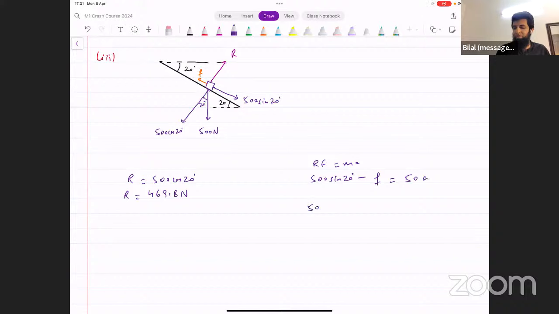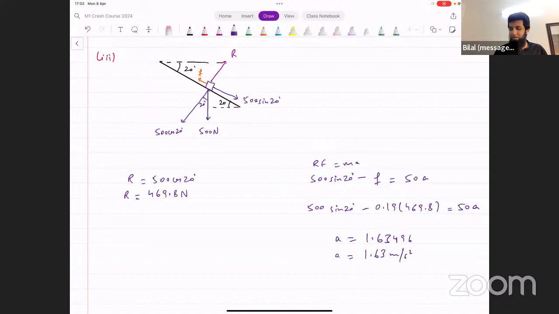What's the friction? When the object is moving, friction is supposed to be at its maximum value. That means mu R. Mu was 0.19 into R, that's 469.8. That equals 50 times A. And that is going to give you the value of A. You can see what that turns out to be. 500 into sine of 20 minus 0.19 into 469.8 divided by 50. And that's giving me 1.63496. If we were to round it off, we would say this is 1.63 meters per second squared. That's the acceleration.